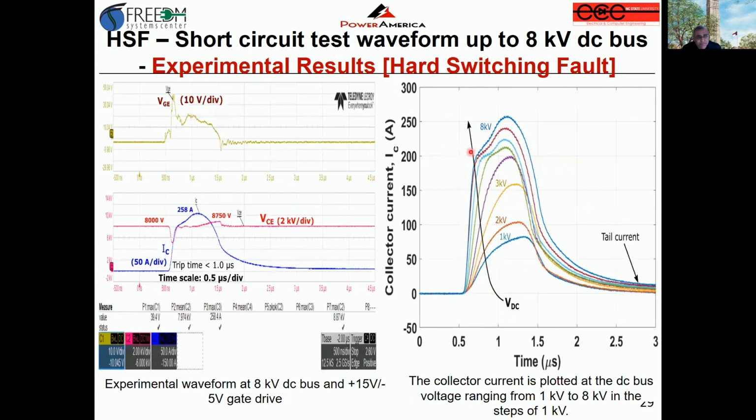For the IGBT, because it's a bipolar device, you can see that the gate voltage actually has a peak. This is not something that you would see with a MOSFET, but with the IGBT, the gate voltage peak can go all the way up to 40 volts. Here is one of the results with up to 8 kV. Again, you can see the current goes all the way up to 258 amps. The die is only rated for 20 amps.